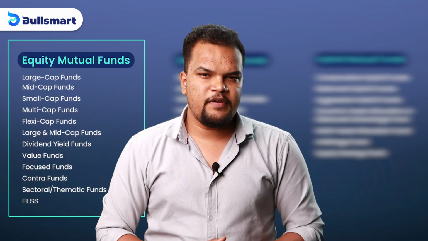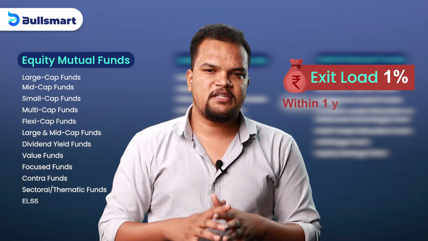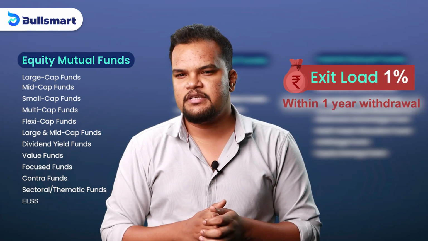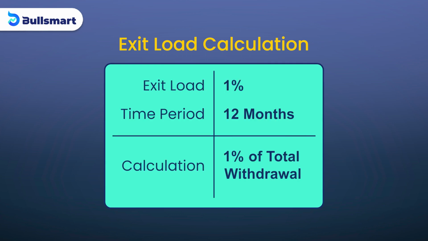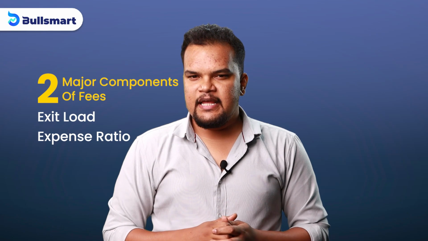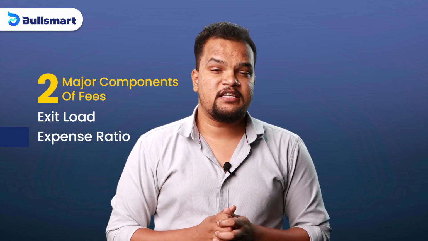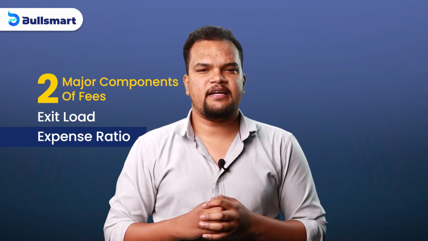The majority of equity mutual funds charge an exit load of 1% if the investor withdraws within 1 year from investing. How will this be charged? It's easy. If a fund has 1% exit load for 12 months, 1% of the total withdrawal will be deducted by the AMC. Now, another important component of fees in mutual funds, and the most important, is the expense ratio. This is the fees that most mutual fund investors are concerned about.